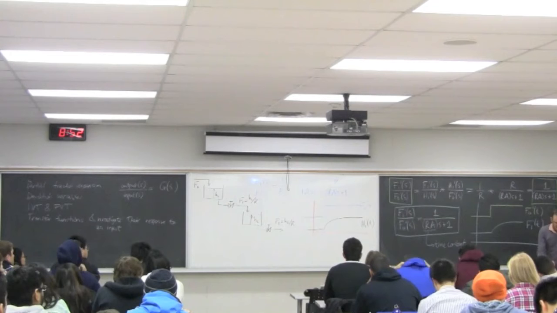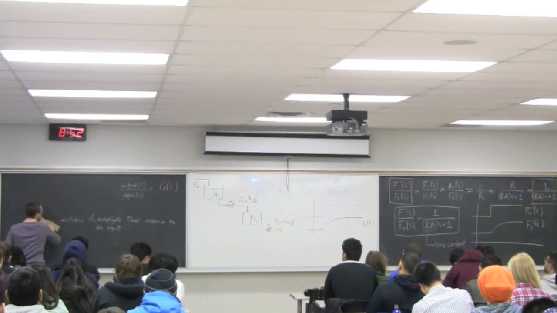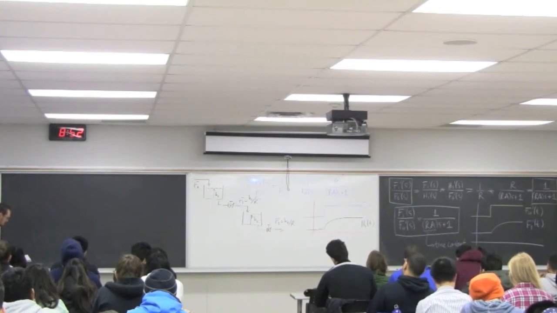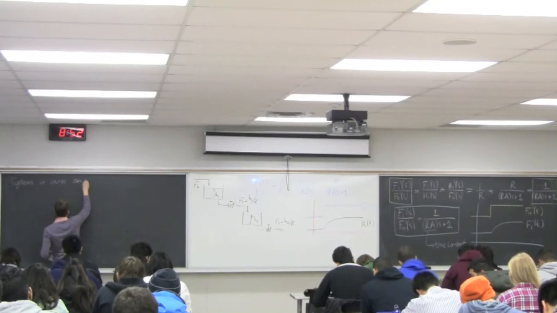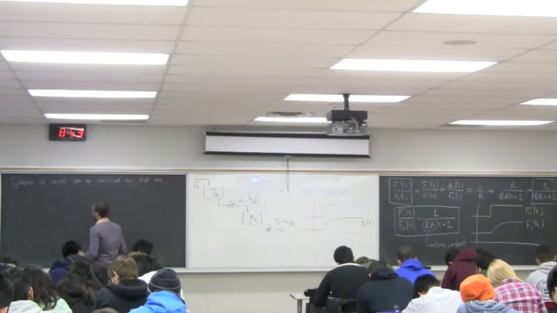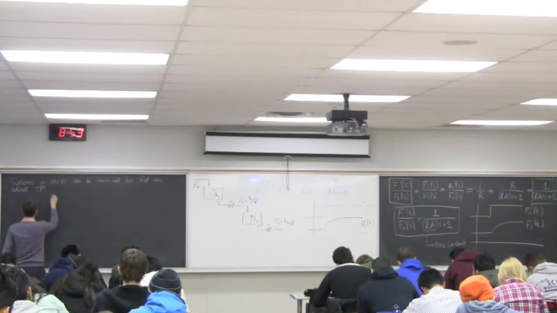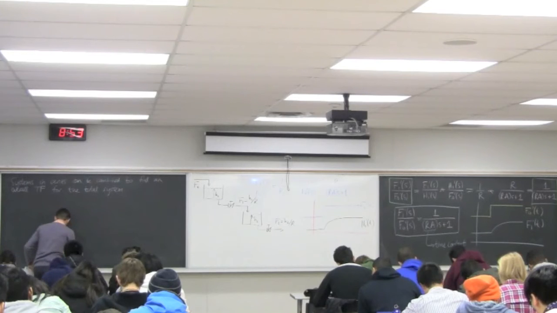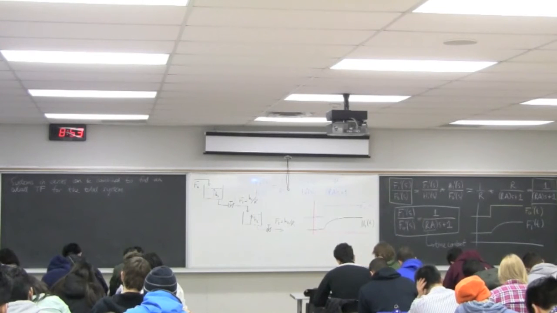So let's just state some general principles here from this discussion. The first one is that we can combine systems in series and find an overall transfer function for that system. So here's a general rule: systems in series can be combined to find an overall transfer function. This is important for us. This is an important idea because many of our chemical engineering processes are simply systems in series.